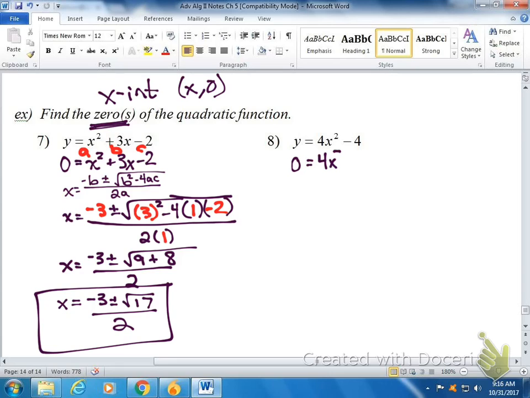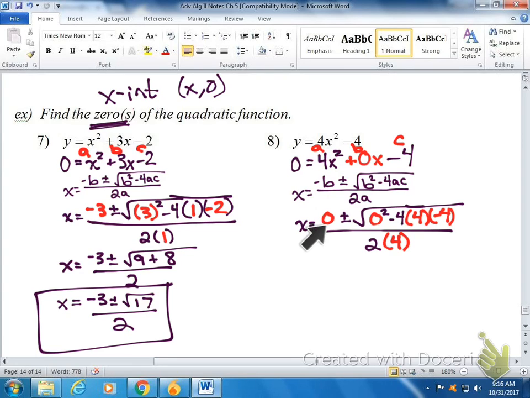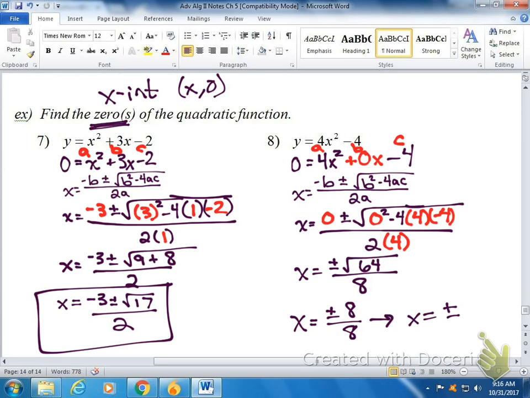Again, but let's recognize that we do have a linear term. It's just going to be 0x. So map out A, B is going to be 0, C. Notice how the opposite of 0 is still 0. And we keep simplifying. So I'm left with plus or minus 8 over 8. So really this turns into x-intercepts being plus or minus 1.